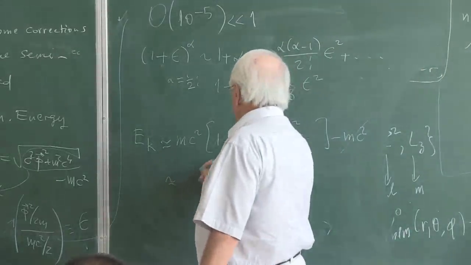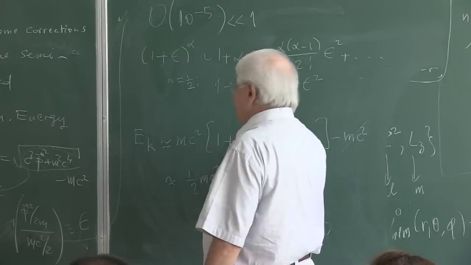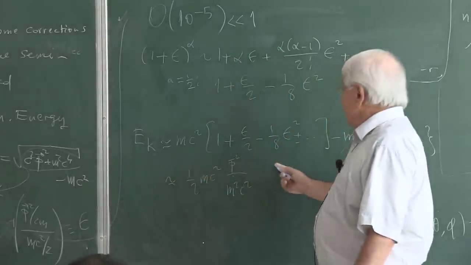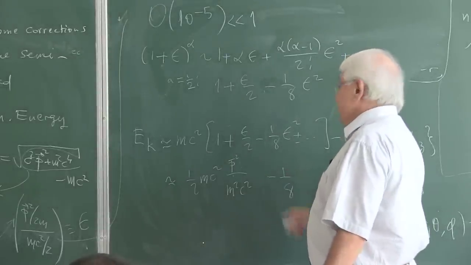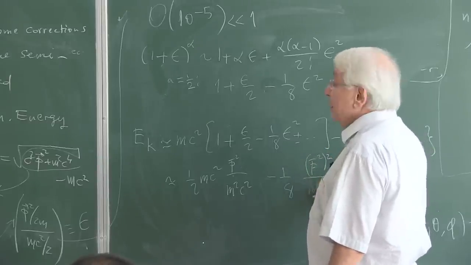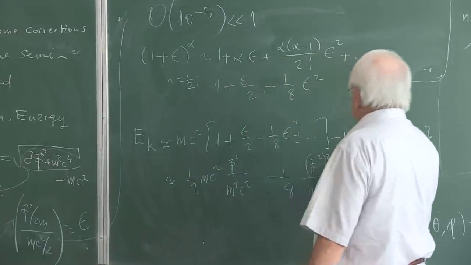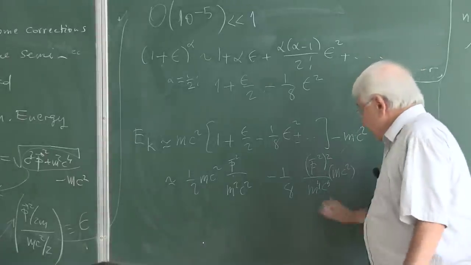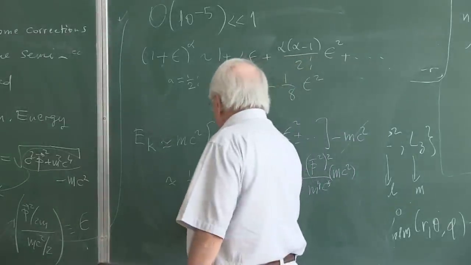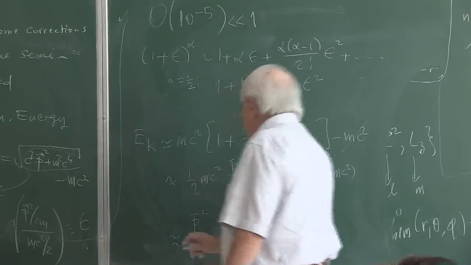So what do I have then? 1 half mc squared times epsilon, let's put that thing back, p squared over 2m, or even simplified version, p squared divided by m squared c squared. That's that. Minus 1 over 8 p squared squared divided by m to the 4 c to the 4, times an overall mc squared in the front. So that is the expression. What is this? The m's cancel, c squared cancels, and this one is 1 half, or aesthetically more appealing, p squared over 2m is the leading term.